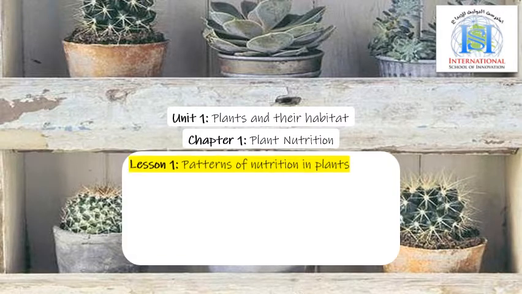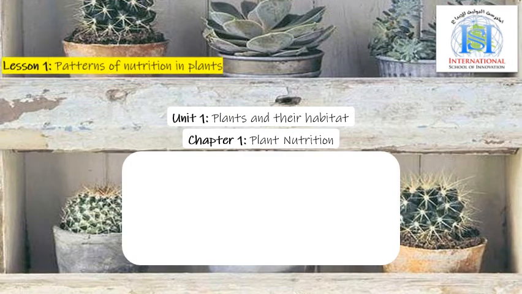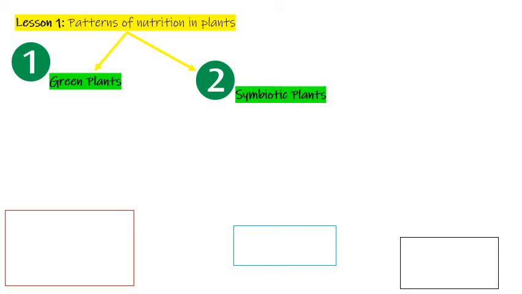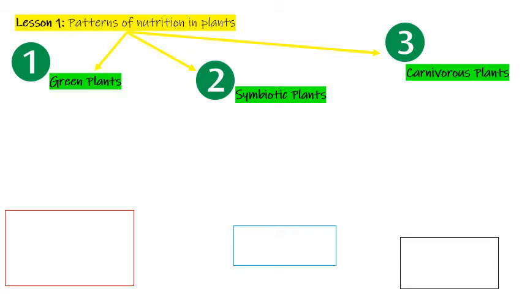Also plants. Plants are living organisms and plants are different, so they have different ways to get the food that they need to live and grow. Actually, there are three different ways that plants use to get this food. First way is followed by green plants. Second one, symbiotic plants. Third way, carnivorous plants. Let's start talking about green plants.